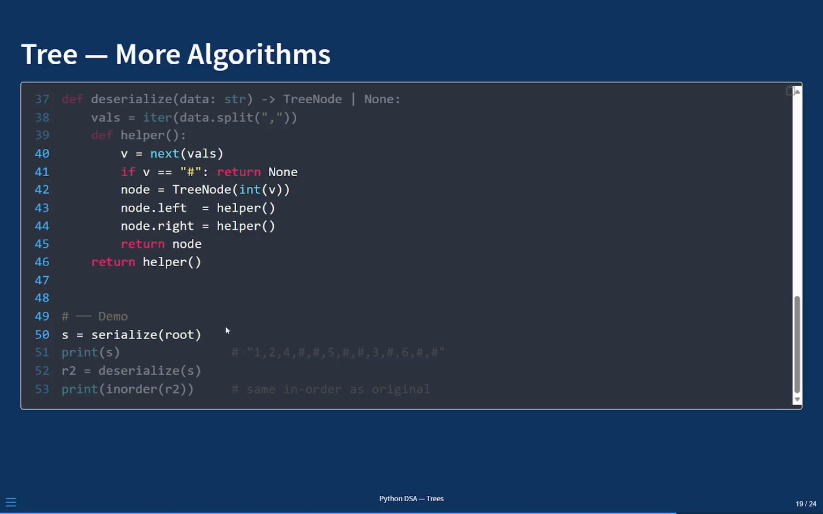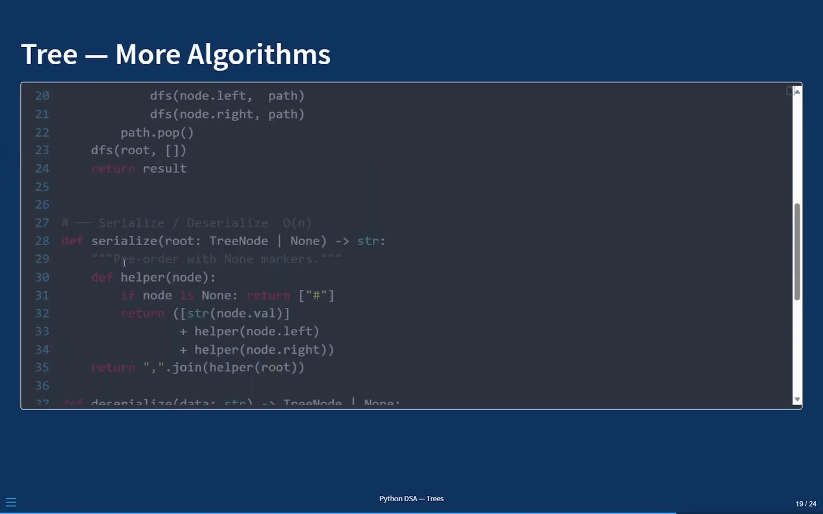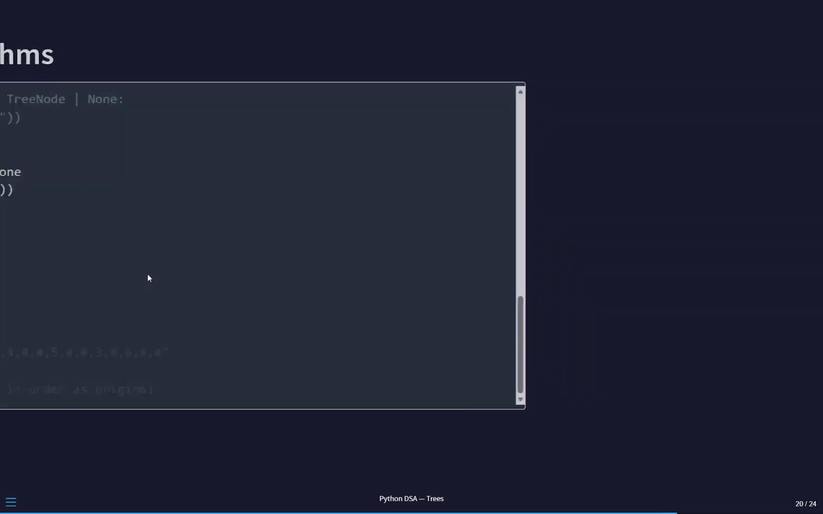Deserialization consumes the tokens one by one, using a stateful iterator. Hash tokens return None. Any other token builds a new node and recursively builds its left and right children from the iterator stream. Preorder structure means left subtree tokens always precede right subtree tokens. The recursive calls consume them in the right order automatically. Running in-order on the deserialized tree produces the same sorted sequence as the original, confirming correctness of the round trip.